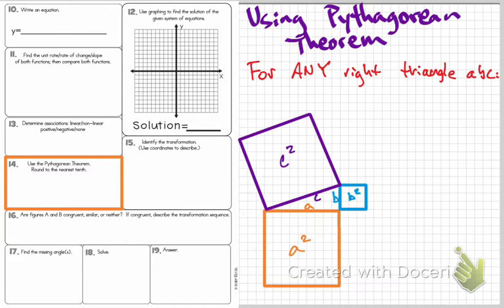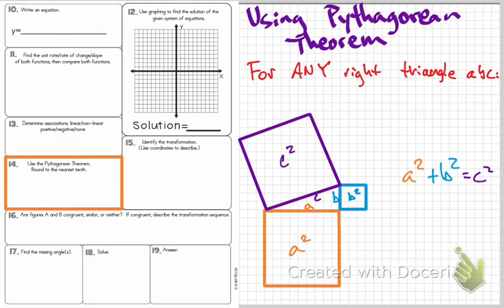And so the Pythagorean theorem tells us that for any right triangle A, B, and C, the side A squared, if I take that bottom side and I turn it into a square, plus the side B squared, if I take that side and turn it into a square, it will always be the same as the biggest square that's there, or C squared. So our Pythagorean theorem is A squared plus B squared is equal to C squared.